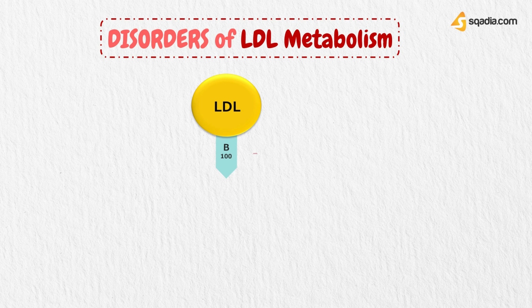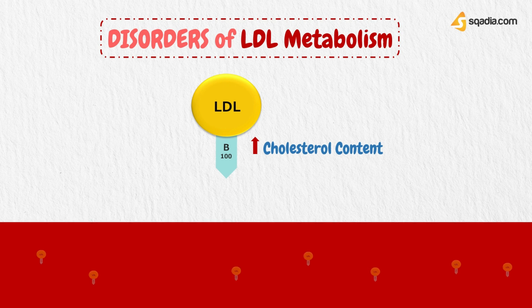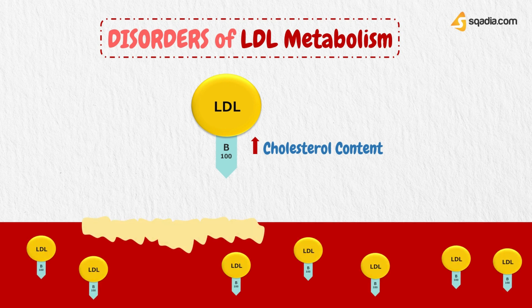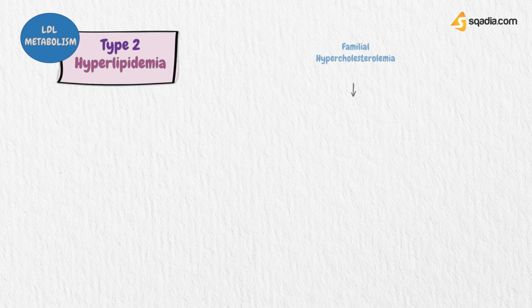LDL has the highest cholesterol content and is the major carrier of cholesterol in the blood. High levels of LDL in the blood are associated with cholesterol plaque buildup and cardiovascular diseases. This is why LDL is known as bad cholesterol. Now we will discuss type 2 hyperlipidemia.